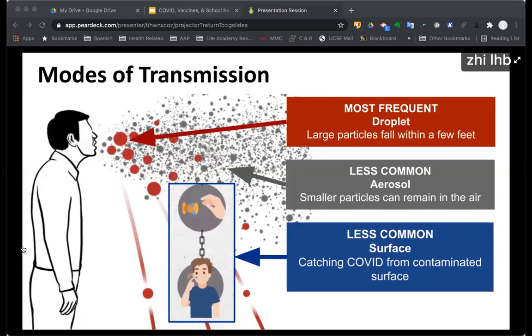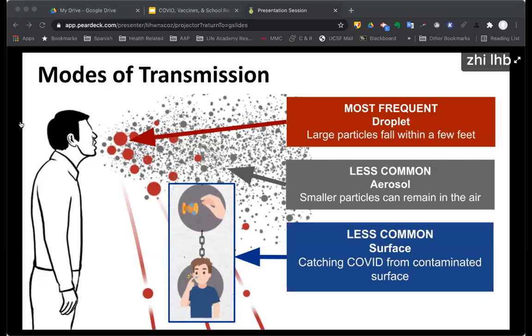So I want to talk a little bit about transmission because there's a lot of confusion publicly. And the truth is, in the beginning, scientists in the medical community weren't sure. And it's actually taken us a lot of time. In fact, there was new information that came out this week.